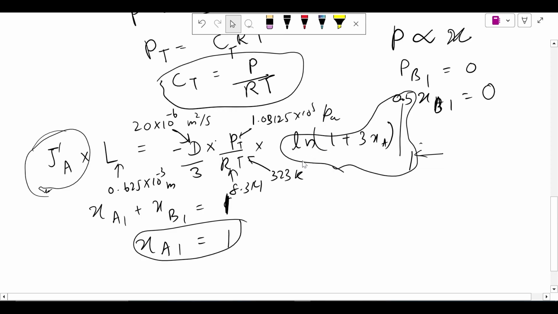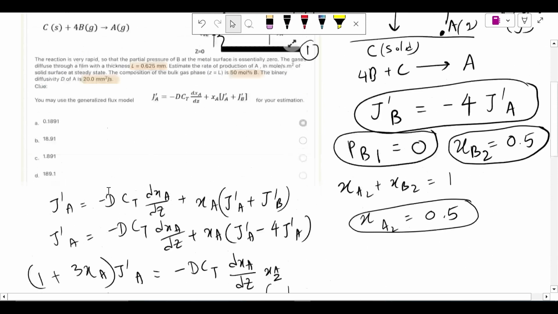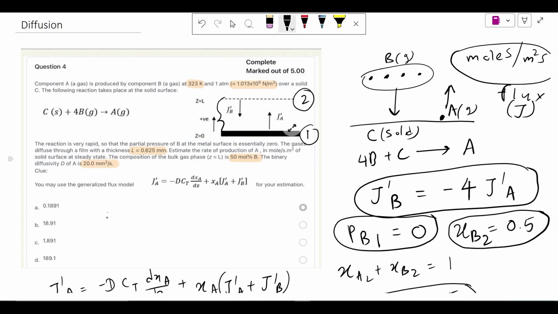Then we can calculate this. We can calculate this by using a calculator or analytical method, right? We need to substitute, then get the answer, right? Then I got the answer for the flux of A as 0.18. It's the first answer, right?